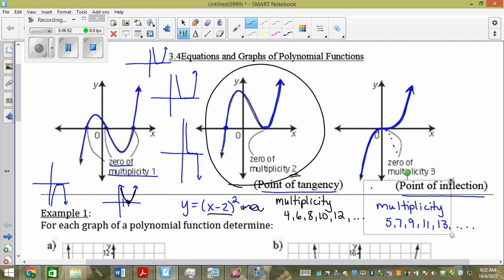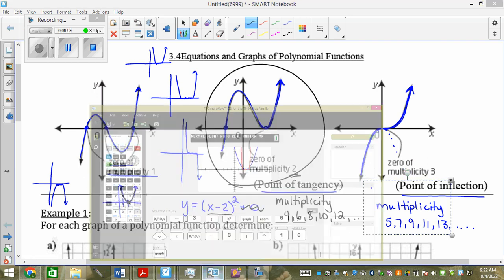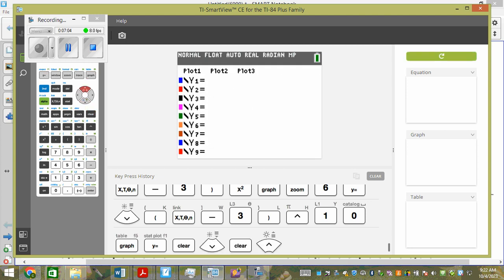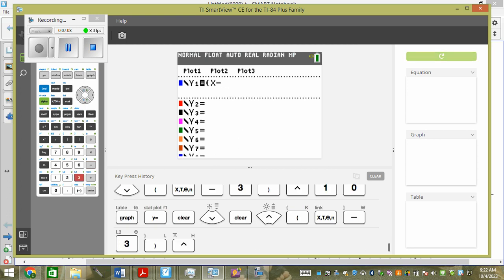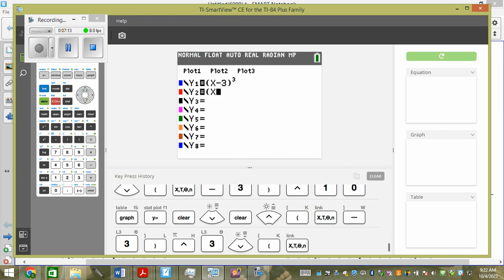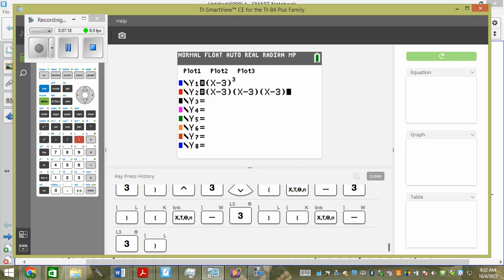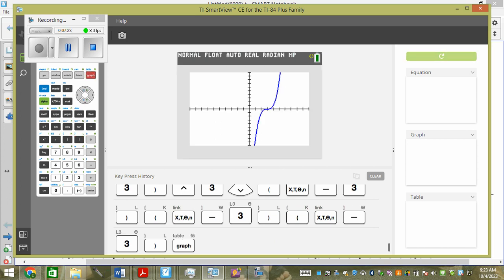So if I use multiplicity 3, 5, 7, 9, 11, whatever, I can't show you with the quadratic because it's too small. So let's do a cubic. A cubic, I could just go x minus 3 cubed. And that is the same as x minus 3 times x minus 3 times x minus 3, right? They're the same thing, are they not? One's just a short form of the other. And I get that point of inflection through it. Okay?